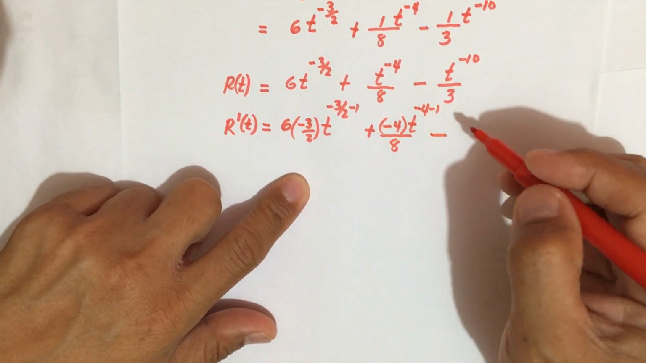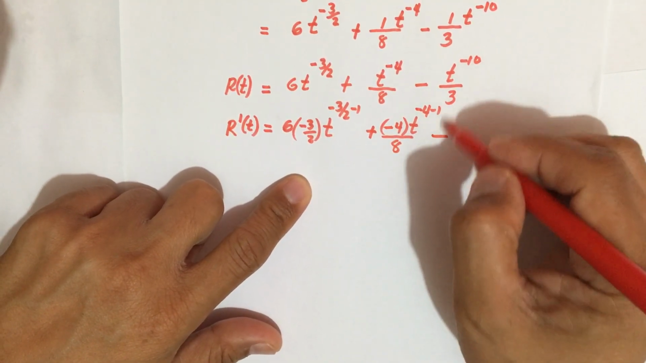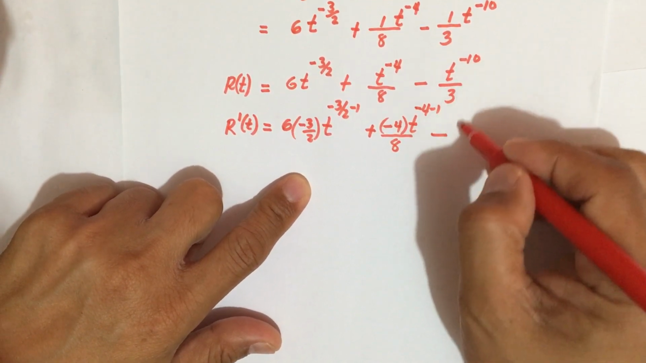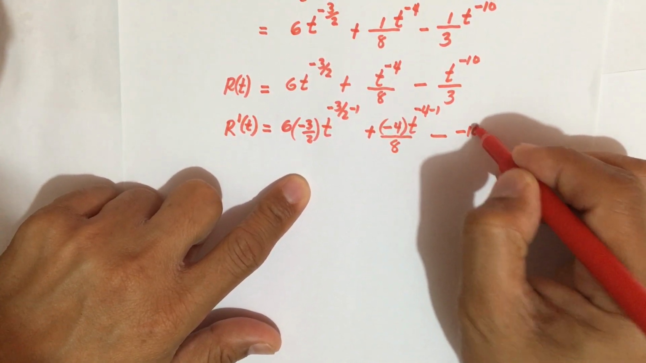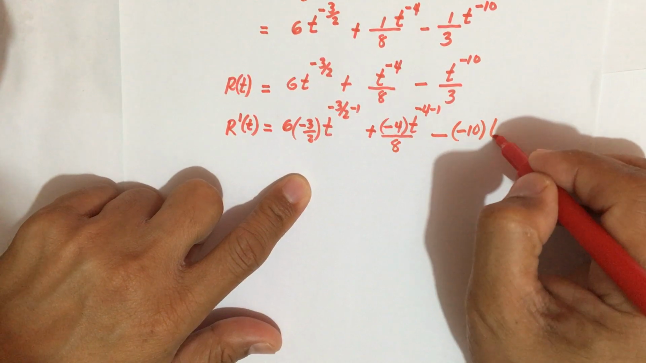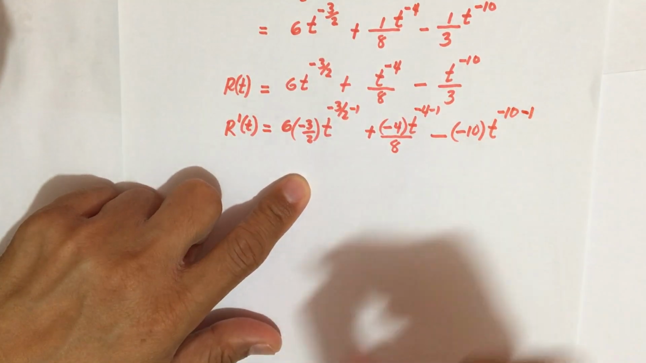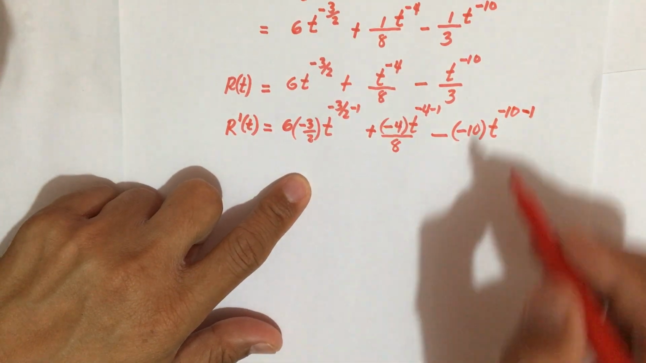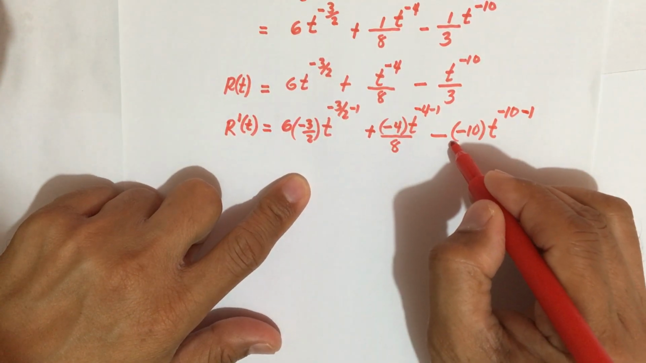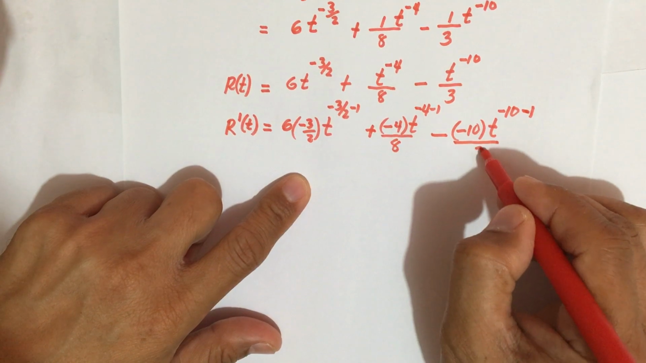Then minus, and then this minus 10 will go down, then times t to the minus 10 minus 1. Okay, and this is divided by 3.